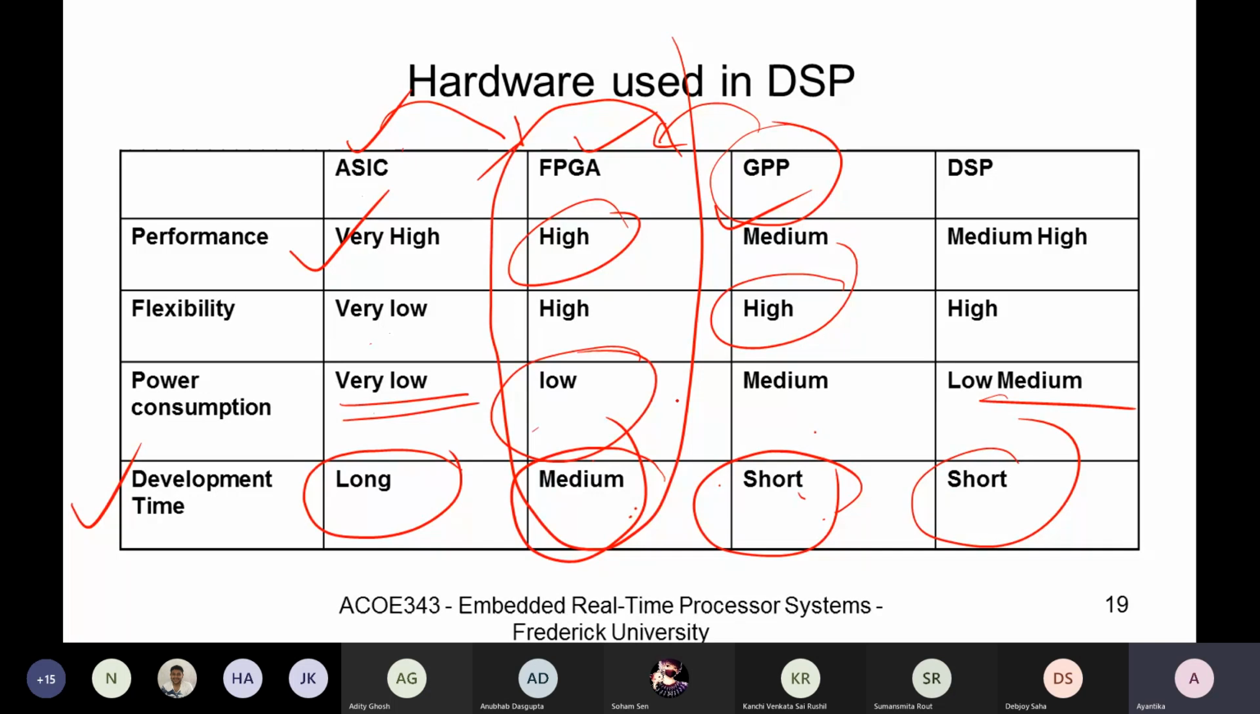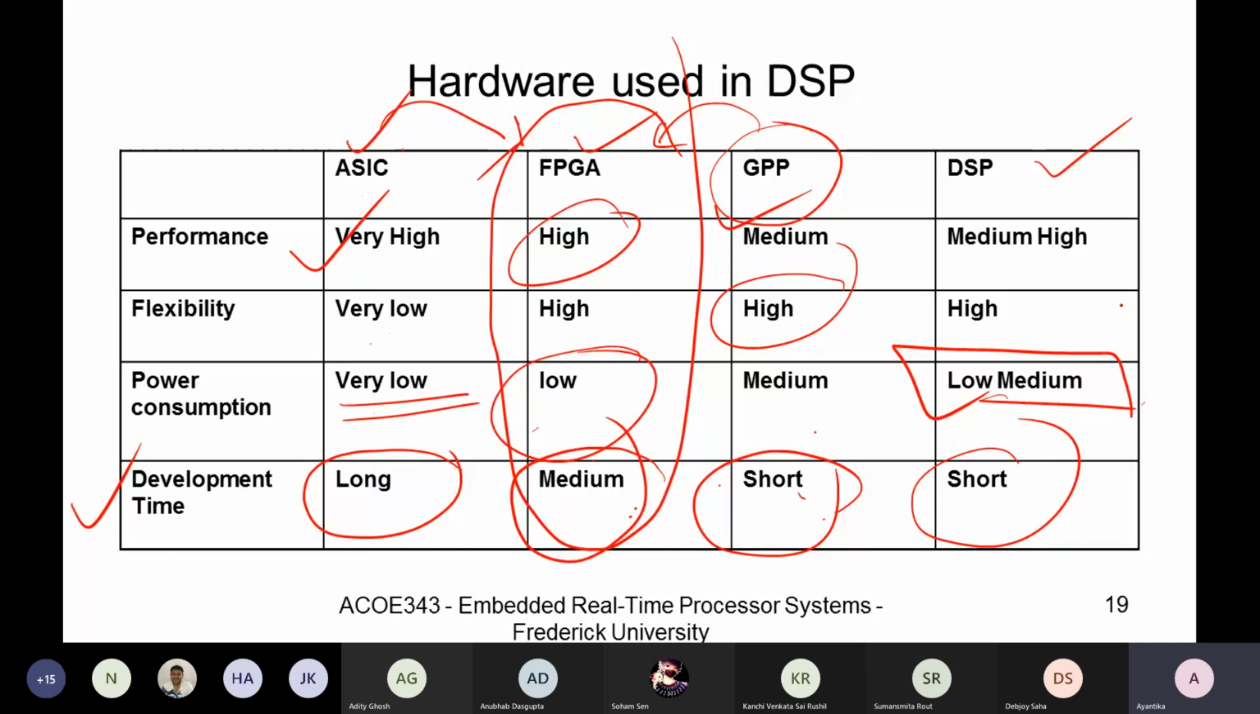And then come to this DSP part. Okay. So in the DSP part, this is telling that the power consumption is medium. It is like GPP, but very much towards FPGA. That means it is developed keeping in mind the concept of power consumption, because it will be used for some low power range applications.